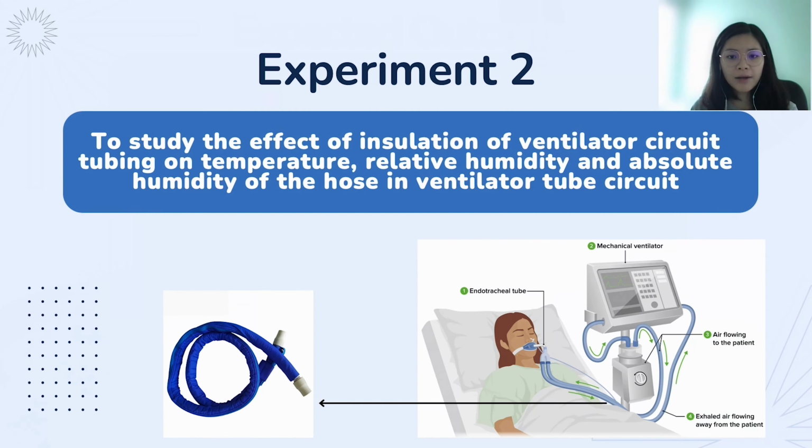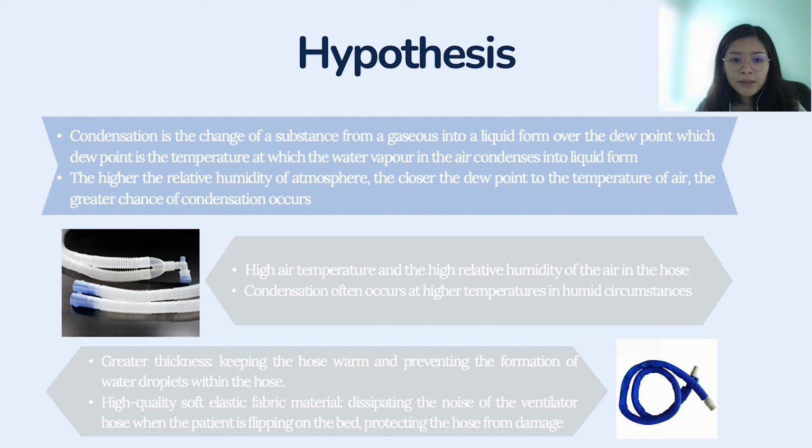Thank you. Then I'll explain experiment 2, in which we study the effect of insulation of the ventilator circuit tubing on temperature, relative humidity, and absolute humidity in this ventilator tube circuit. For ventilators, we notice that condensation occurs in the hose. Condensation is the change of a substance from gaseous into liquid form below the dew point, and the dew point refers to the temperature at which the water vapor in the air condenses into liquid form.